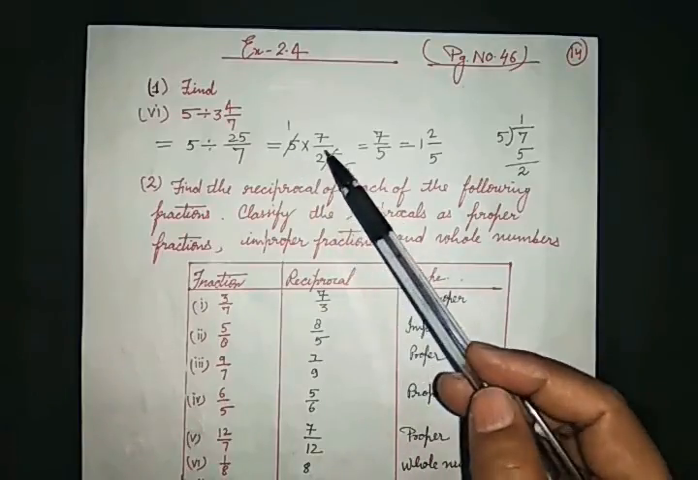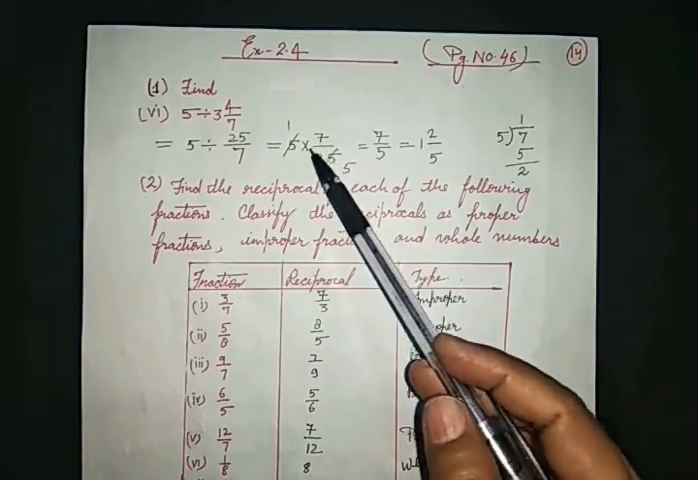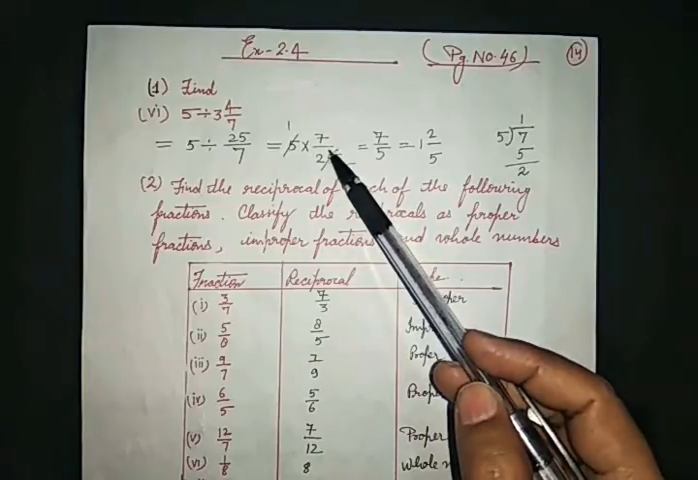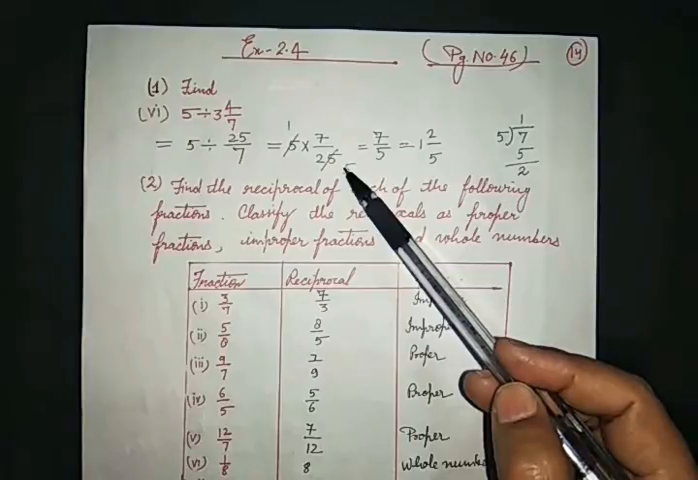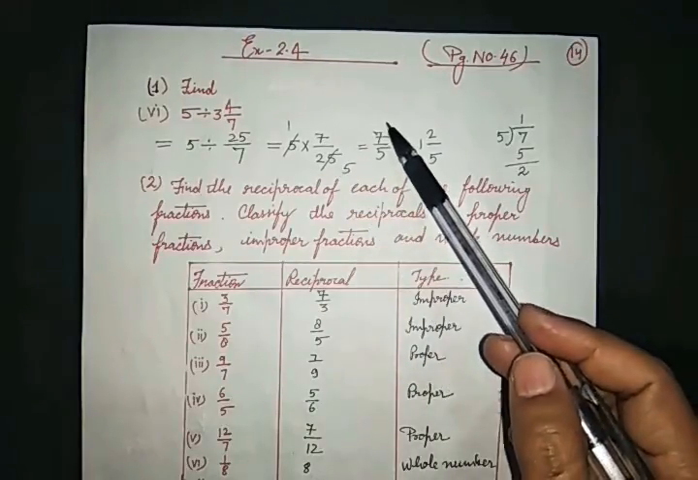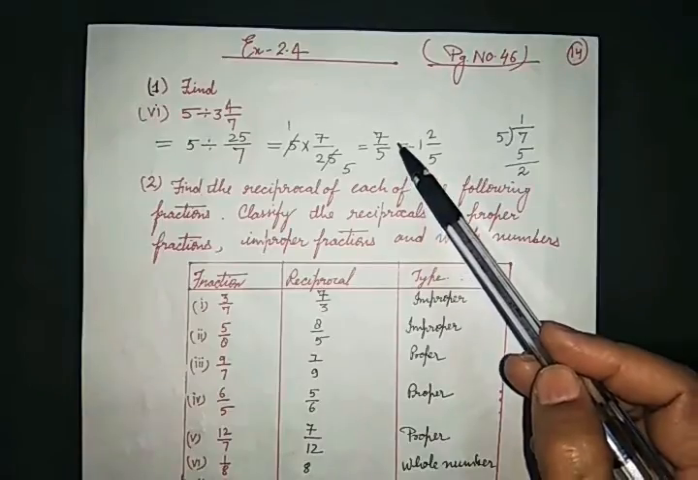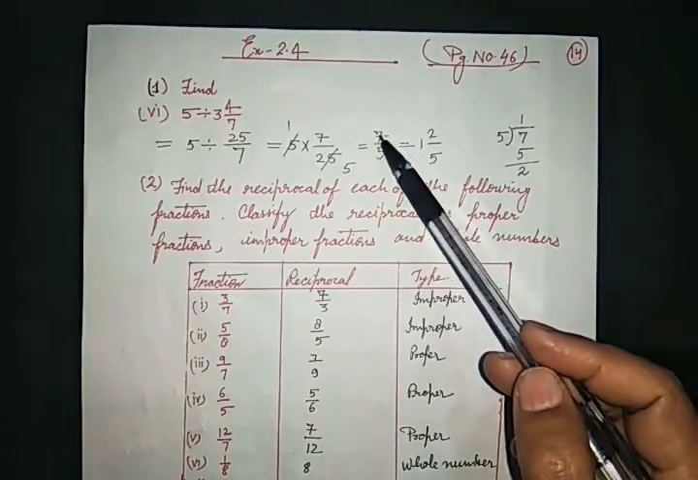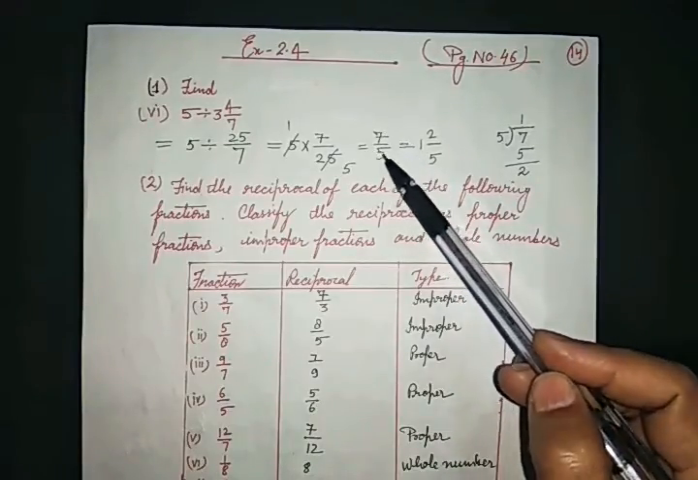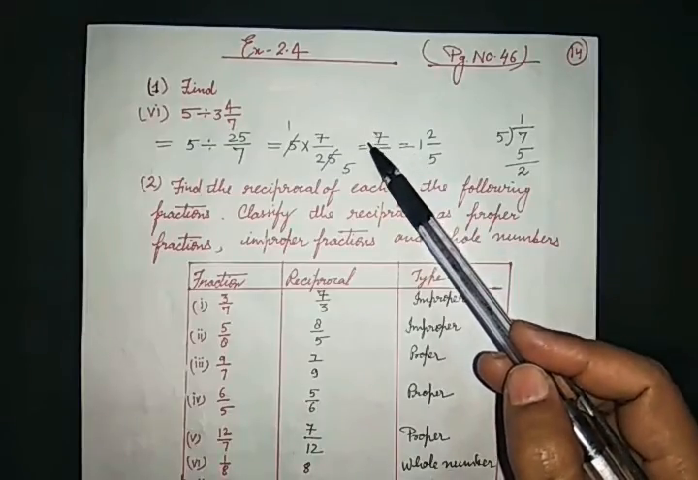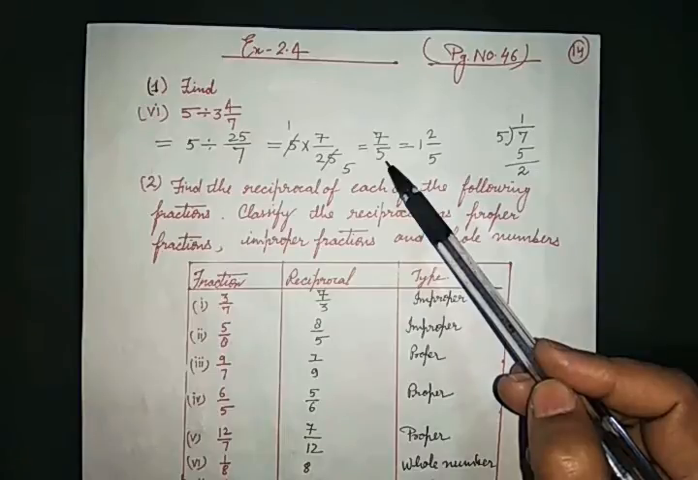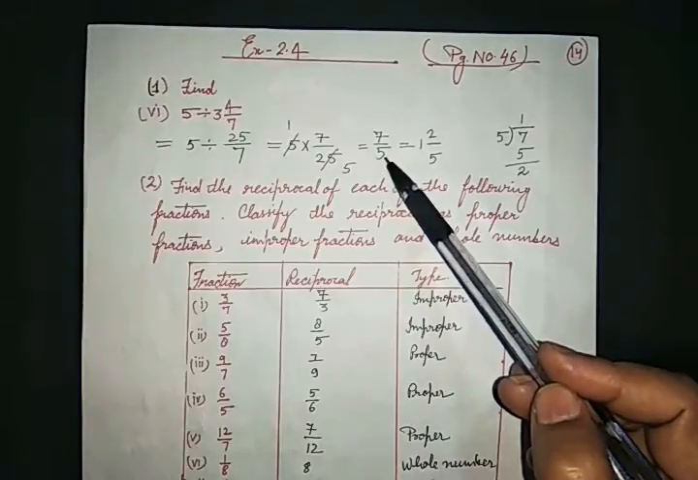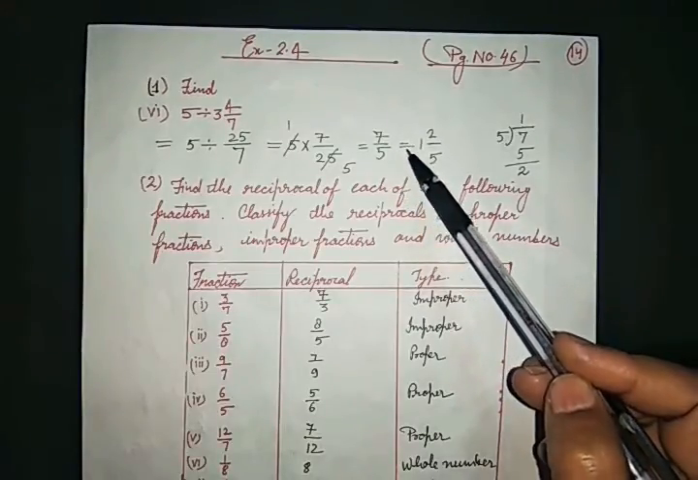So like that only you will multiply both the fractions. 5 1s are 5, 5 5s are 25. And now the fraction coming is 7 upon 5 as a result. And you can see it is in irreducible form. 7 upon 5 is in irreducible form, and you cannot reduce it.